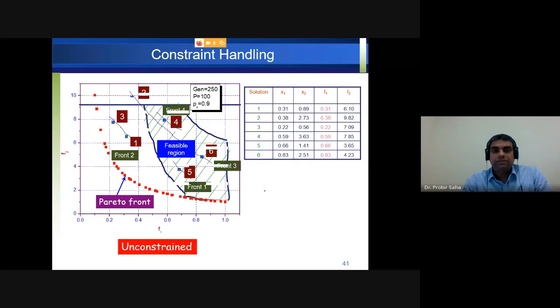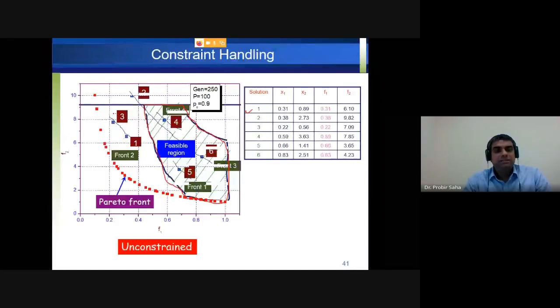Now we have 6 solutions, as you can see. This is the same fronts which I got for the 6 solutions: front 1, front 2, front 1, front 2, front 3, and front 4. 4 fronts we have assigned to the 6 solutions, right? This was unconstrained. But when you impose the constraint, you see the solution space is this much. If you apply the 2 constraints, this becomes your solution space only, right?